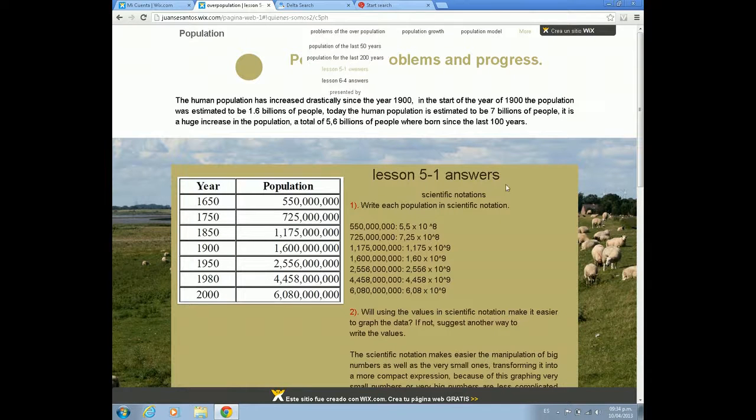Lesson 1, 5-1 answers. First, we see the chart that represents the population growth, and then we see the data written in scientific notation.